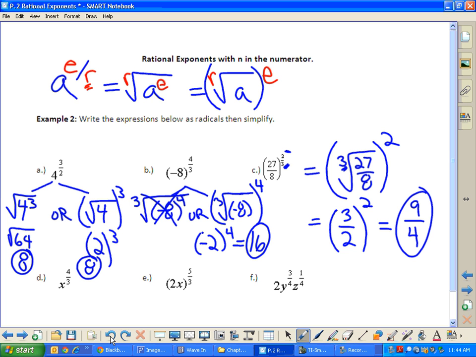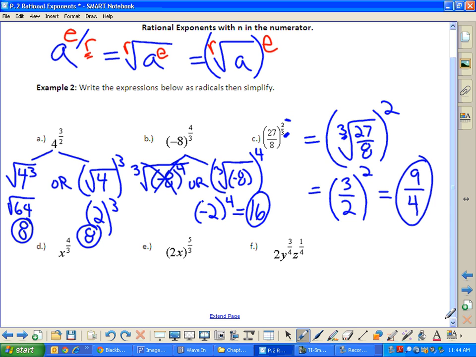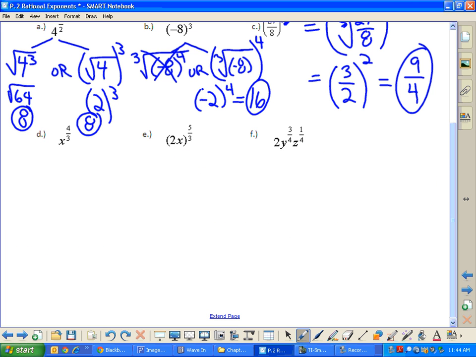Last part of the lesson is, again, I have to put letters to it. This is an algebra class, right? We do things with variables quite often. So you see we have x to the 4/3. The 2 steps are still the same, by the way. You're going to write it as a radical, and then you simplify it. Although you folks know that when you simplify with letters, it's usually a little bit of a different process. So if I write x to the 4/3 as a radical, that's the same thing as the cube root of x to the 4th, which you could simplify.